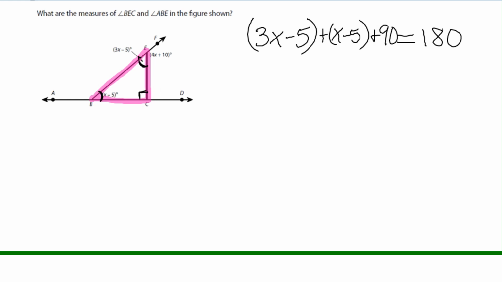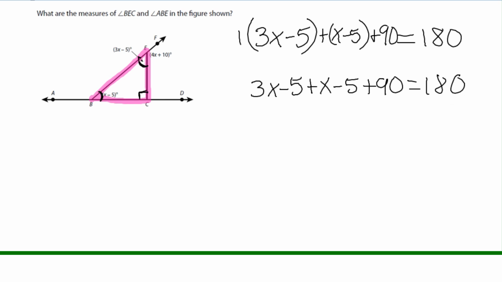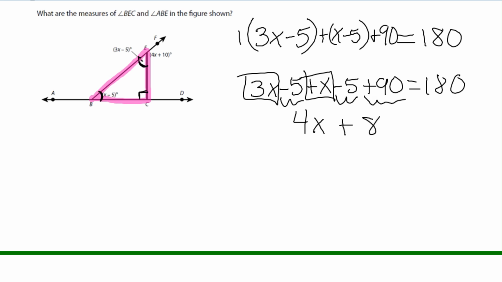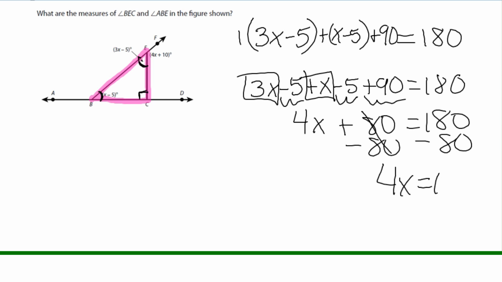Now we have to simplify. Distribute your positive 1 inside, so that leaves us with 3x minus 5 plus x minus 5 plus 90 is equal to 180. Now you have to combine your like terms. We have 3x and the positive 1x, and that gives us 4x. Now we have a negative 5 and another negative 5, which gives us negative 10. Then you add that to 90, and that gives us a positive 80. Now you have to subtract 80 on both sides, so that leaves us with 4x equals 100. Then you have to divide both sides by 4. So x equals 25.